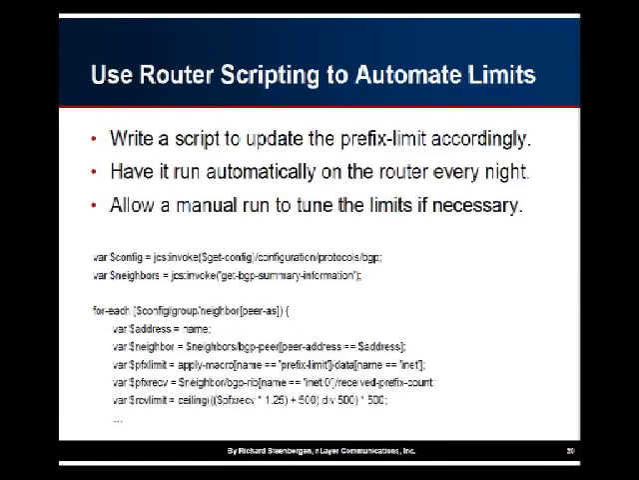There's an example of the script that does it, and I mean it's really pretty simple. You go through your BGP neighbors, and you run your BGP summary information. You look at your neighbors, you walk the list, and you say, here's the number of routes that we're currently receiving from them if the neighbor's up and working. And then we do our calculation. We say, times 1.25 plus 500, and then I've kind of rounded off in groups of 500 because I don't want to make unnecessary changes.